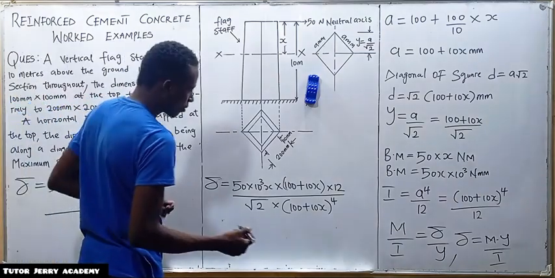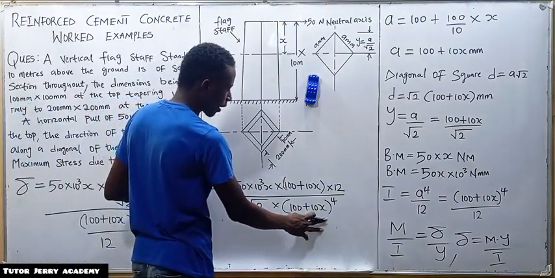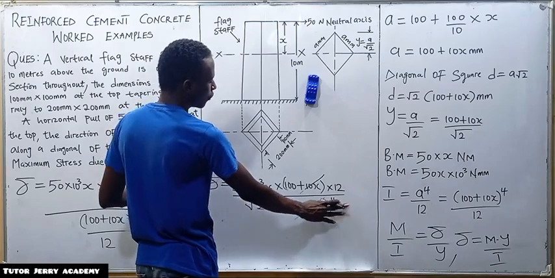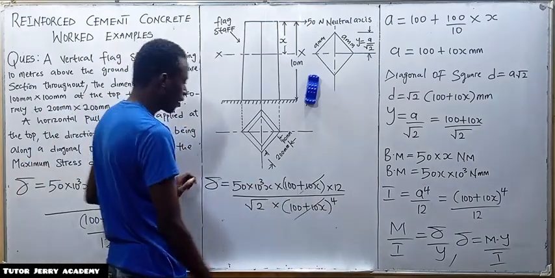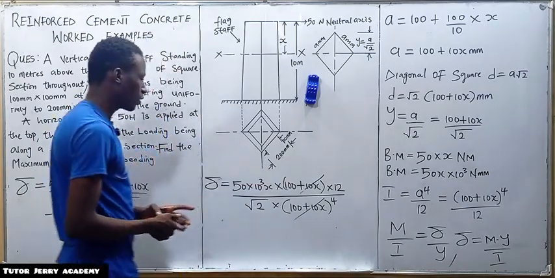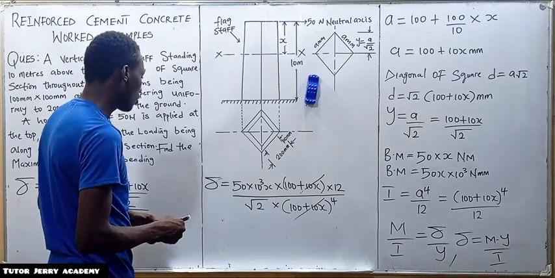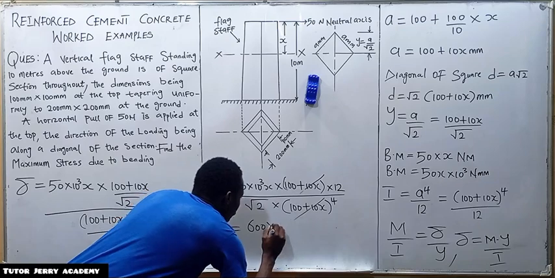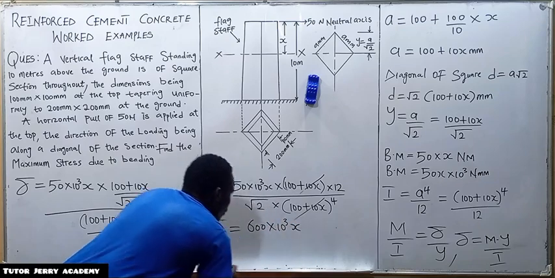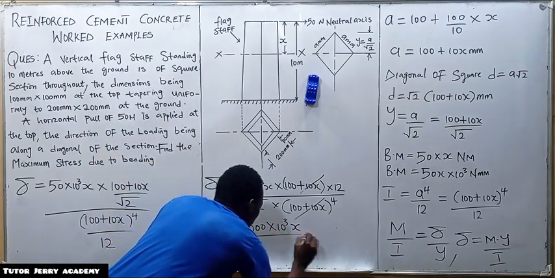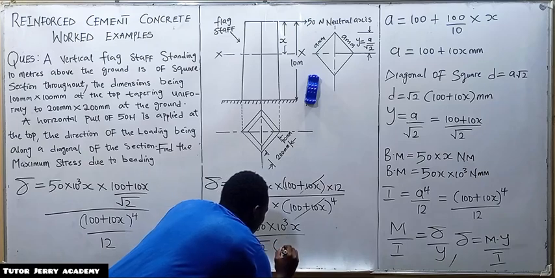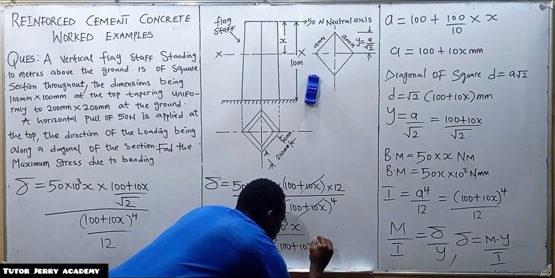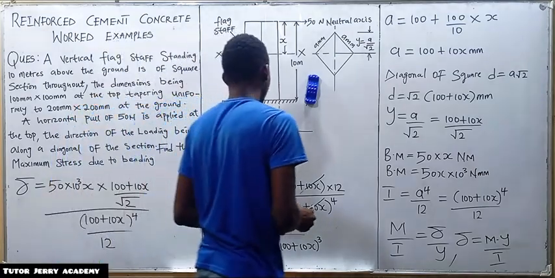So you agree with me that the bracket of 100 plus 10x, we cancel out one of these brackets here. I will be left with what I have here to the power of 3. So this is gone. Now 12 multiplied by 50 is nothing but 600. So sigma will be equal to 600 times 10 to the power of 3x, all over the square root of 2 multiplied by (100 plus 10x) to the power 3. So this is what I have.